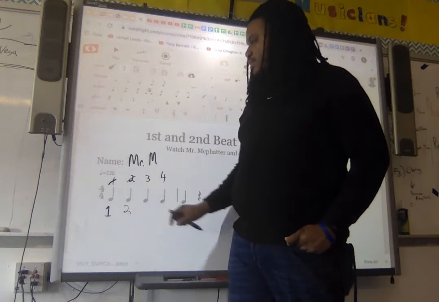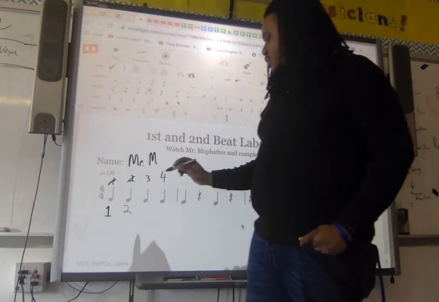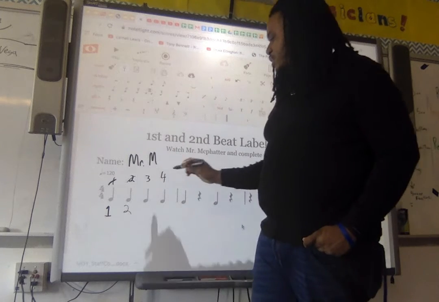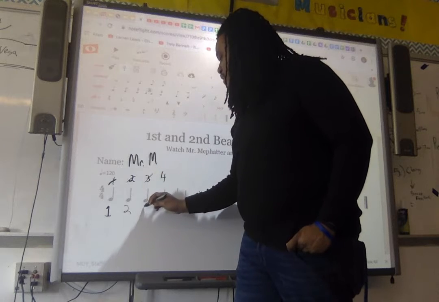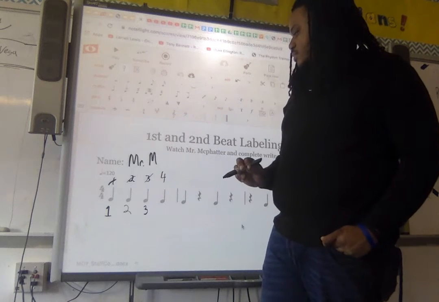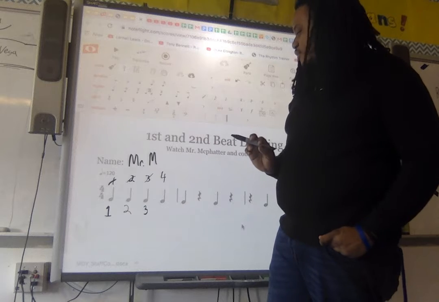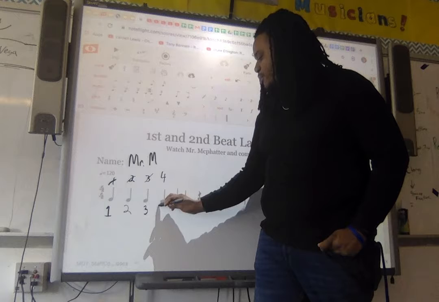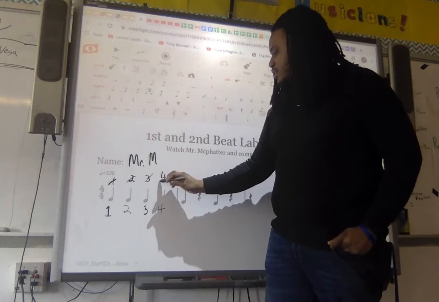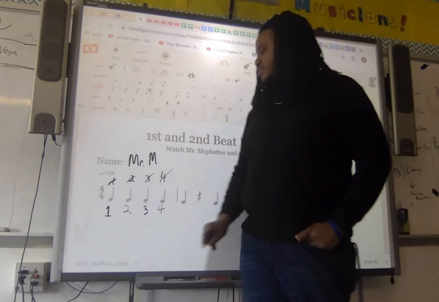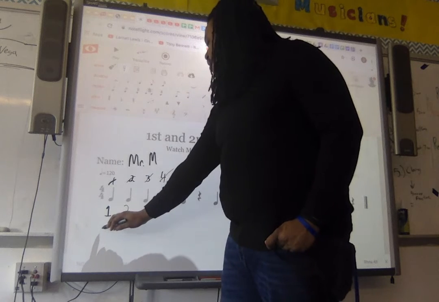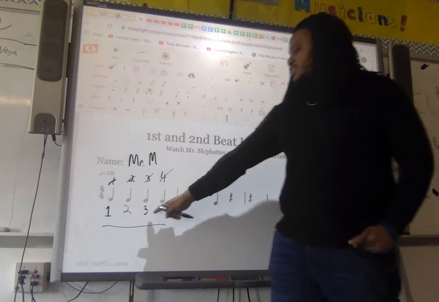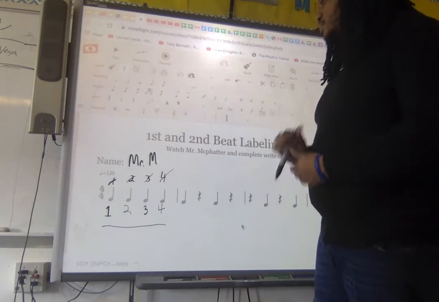I look at my next note and it's another quarter note. So I know that I'm going to have to give this quarter note beat 3 because a quarter note only gets 1 beat. Alright, and for the last one, I am going to go ahead and mark down beat 4 because I know a quarter note gets 1 beat and that's going to take up beat 4. And down here, I have completely labeled the beats for this measure. This down here will be our final answer.